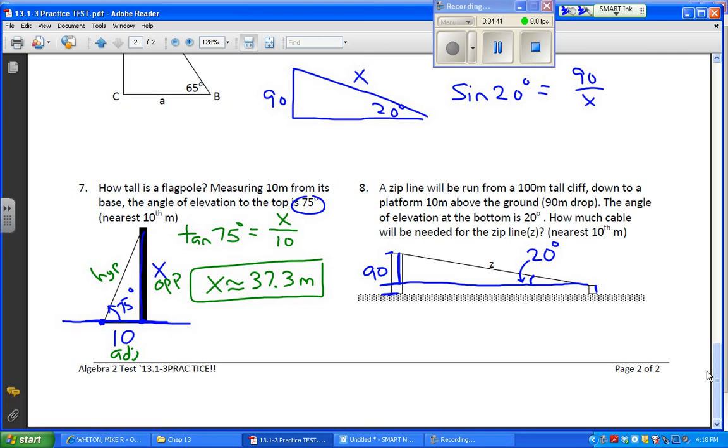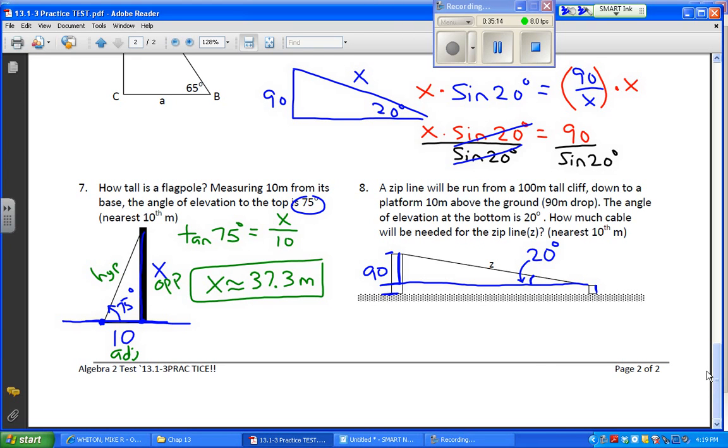Now this one's a touch different. The variable's in the denominator, but whatever's in the denominator you're going to multiply by to get it out of the denominator. Times both sides by x. So we have x times the sine of 20 degrees equals 90. To get x by itself, we will have to divide both sides by the sine of 20. So this had one more step than the other problems because the variable was in the denominator. But again, notice that cancels that.